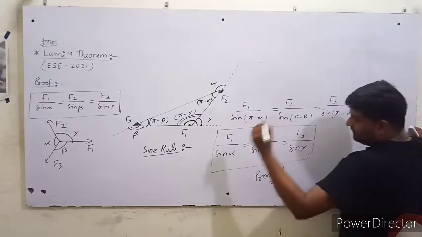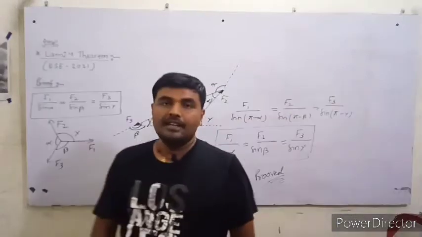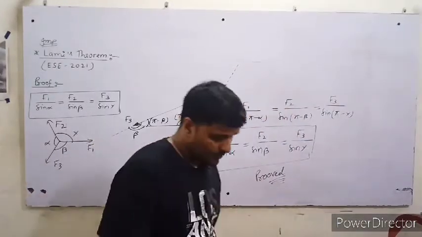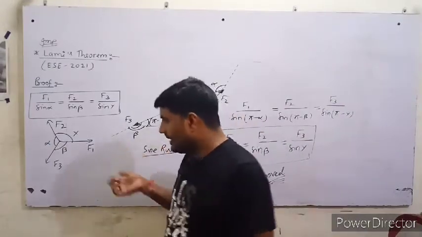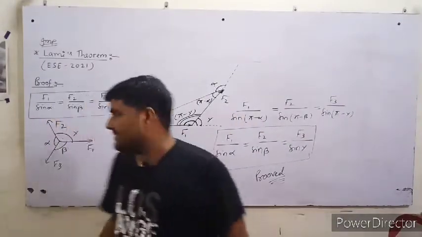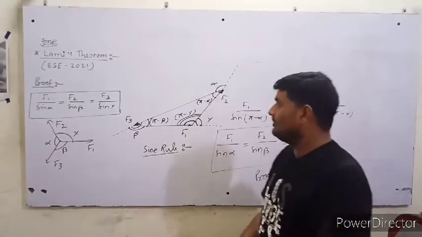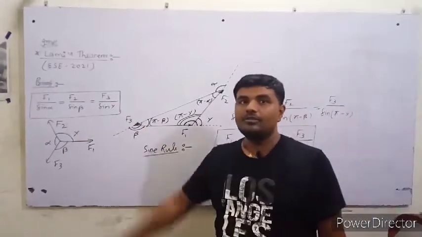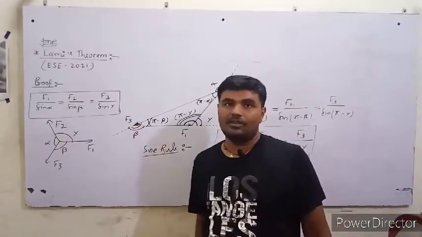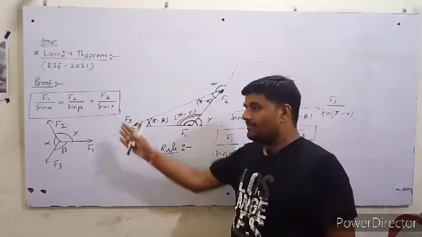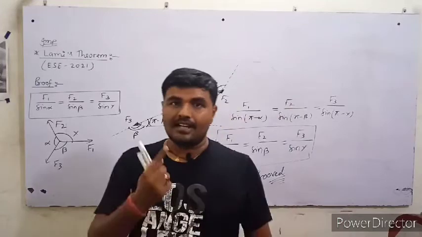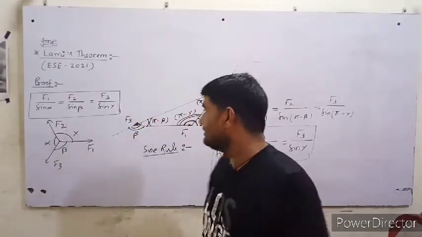So this is the proof of Lami's theorem. Hence Lami's theorem is proved. Generally proofs don't come in exams; one or two times it has been asked in a conventional paper, but the main thing is to remember the statement or this formula. So students, on the basis of the same topic, let's discuss one numerical problem here.